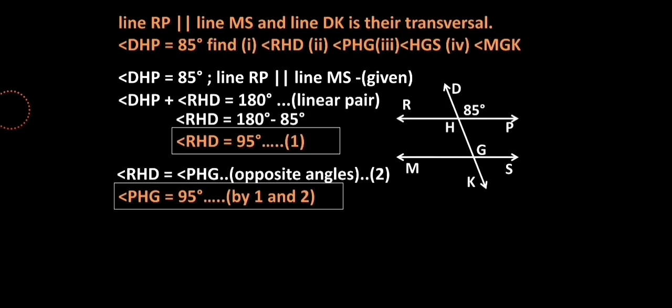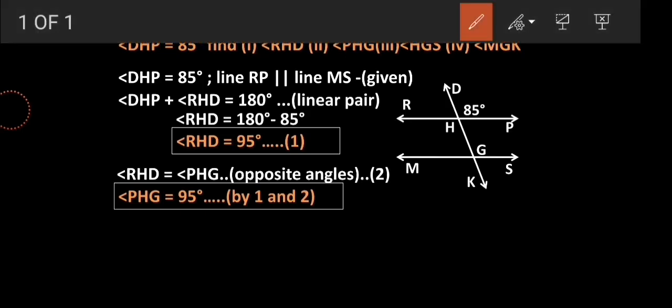Now as we have found two angles, let's see which is the third one. The third one is HGS. This is HGS. If you observe, DHP is on the right side above the line, and HGS is also on the right side of the transversal and above the line. This makes them corresponding angles, in the same position. If you number them, DHP and HGS both get number 1 if you follow the same pattern that we learnt previously.